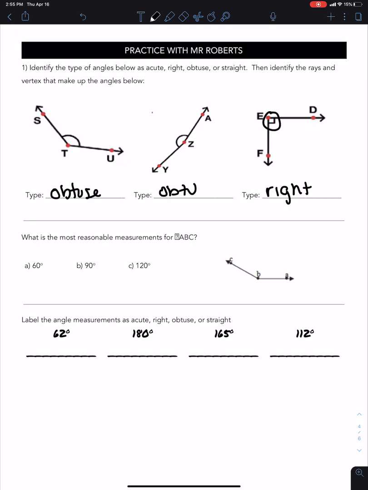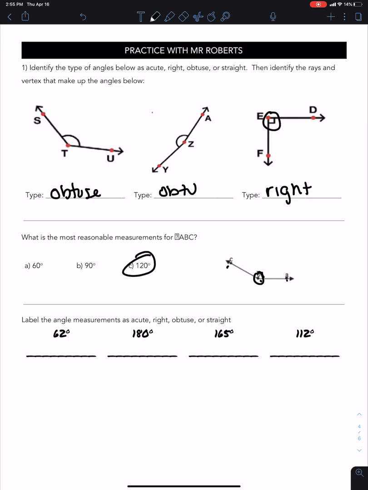So the next thing says, what is the most reasonable measurement for angle ABC? Remember, we talked about yesterday, ABC, the vertex is in the middle. So the most reasonable measurement for this, we know a right angle would look straight up like this and have a square, but this is bigger than that. So this is telling us that it is probably going to be 120.